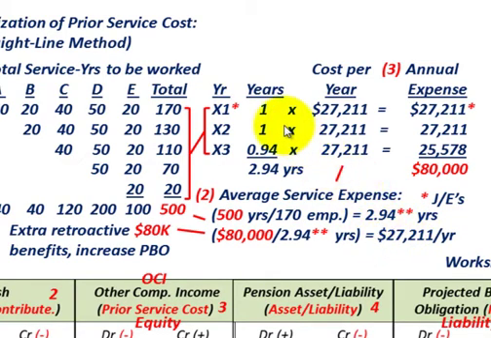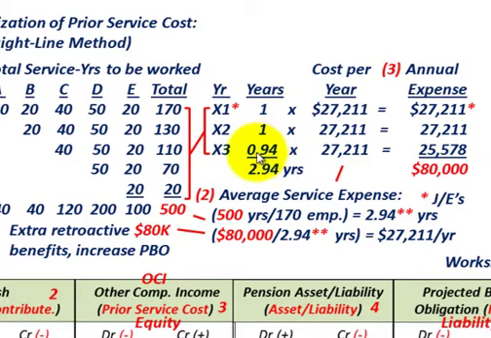Okay, so now using the straight-line method, we start out with each year here, on average, and we determined the average service expense to be $27,211. We have a total of 2.94 years. So for year X1, we just take 1 year times our average service expense. That gives us our annual expense, what we're amortizing each year, at $27,211. Then in year X2, again, 1 year, $27,211.